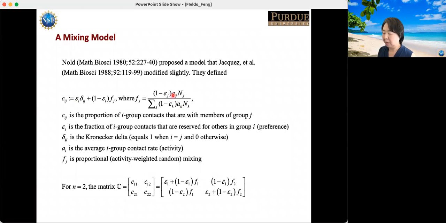When you have just two groups, the mixing matrix will be given by C_ij: C_11, C_12, and so on, and each entry is written this way. So you can still calculate the reproduction number analytically when you have just two subgroups. But when you have more, sometimes tens or even more than 100 subgroups, then this matrix can be very big and you can only rely on numerical calculations.